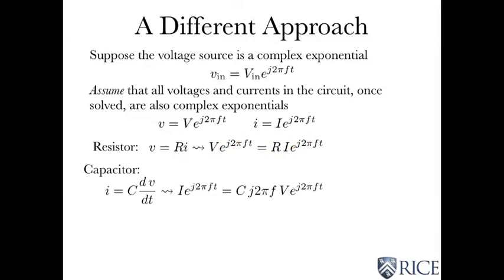So let's talk about a capacitor. I equals C dV dt. So here's the current I. And the derivative of this is just j2πf times the same thing because of the properties of the exponential. And we need to plug in the capacitor value because that's what's over here. So again, with cancellation, we now find that this assumption is consistent as long as the amplitudes are related this way. The amplitude of the current is equal to C times j2πf times the amplitude of the voltage.